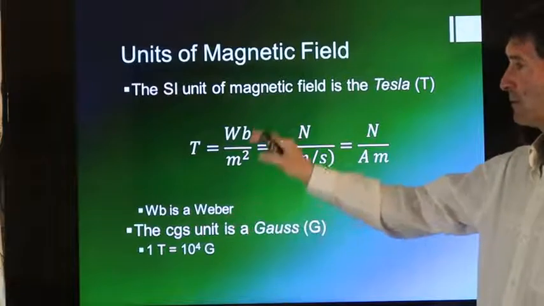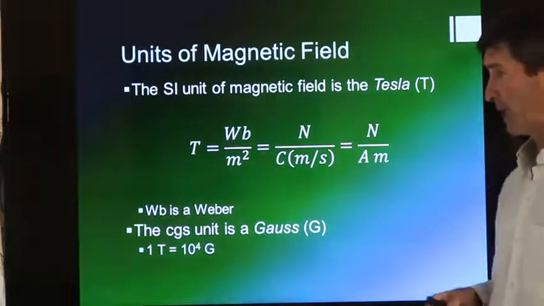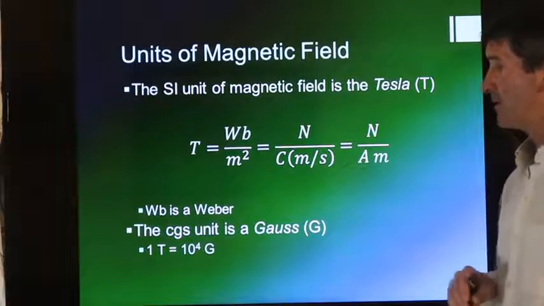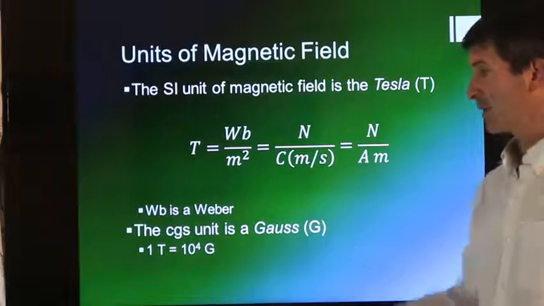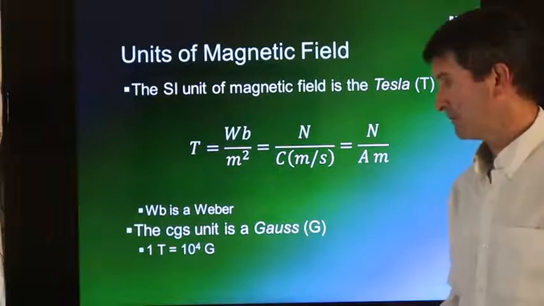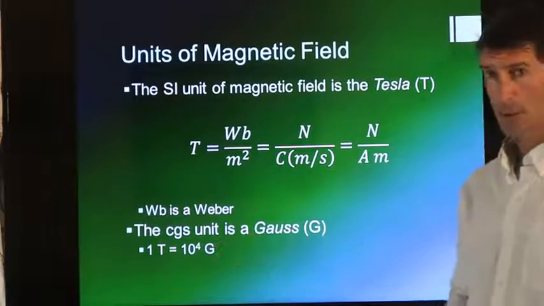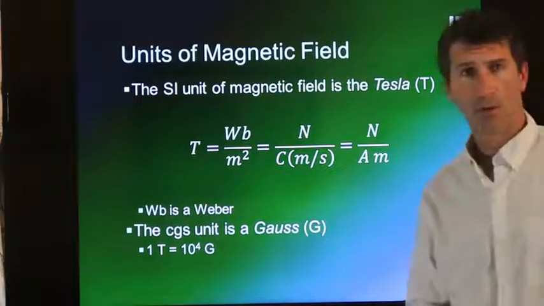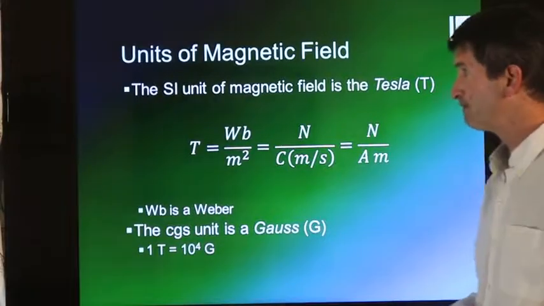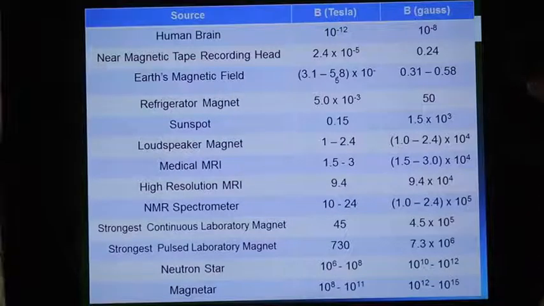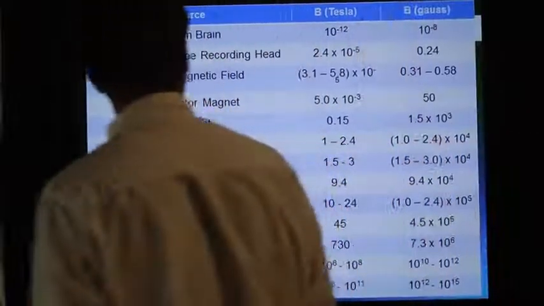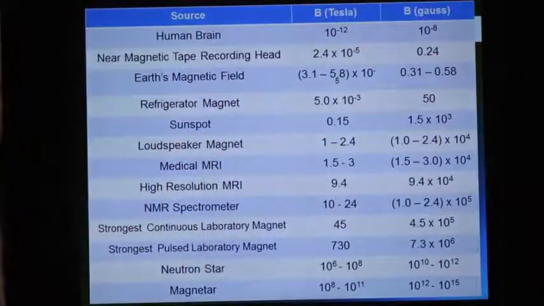So again, Weber is magnetic flux. We'll talk about that more later on. The CGS unit for magnetic field is the Gauss, and 1 Tesla is equal to 10 to the 4 Gauss. So Gauss is a much smaller unit for magnetic field. Just some examples of magnetic field strengths and their associated magnetic fields in both Tesla and Gauss.